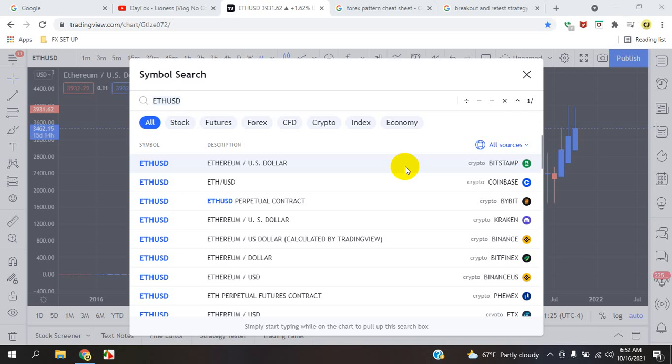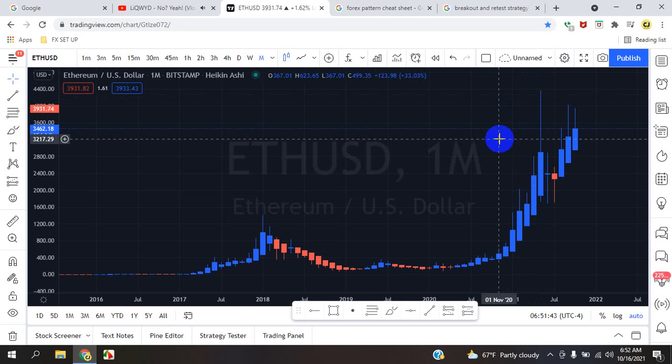We are here running the levels, looking for market structure and patterns. Okay, guys, we are marking up ETH USD crypto. Let's see what's going on in the market.